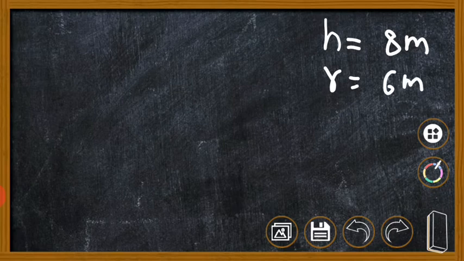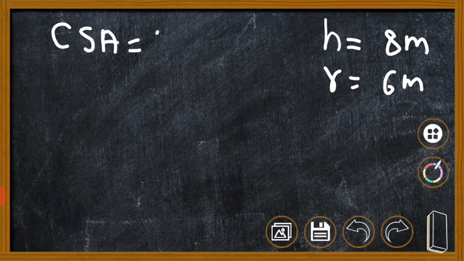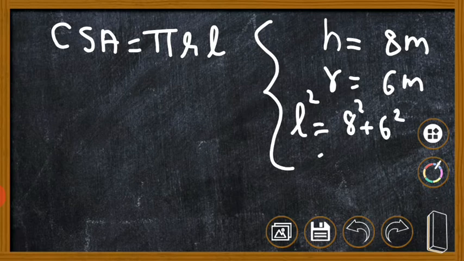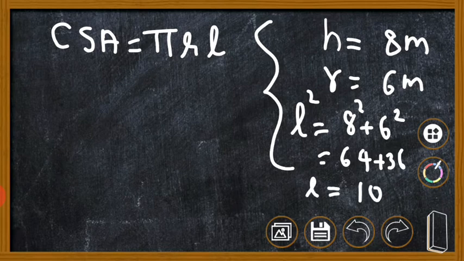So first you should find out how much area is required for making the tent. What is the meaning? That means you should calculate the CSA of the cone. What is the CSA of the cone? It is pi RL. Pi is given, R is given, but L. So at first you should find out L using that formula. L square is equal to 8 square plus 6 square. That meaning 64 plus 36 it is 100. So L equal to root of 100. It is 10. So L equal to 10 meter.